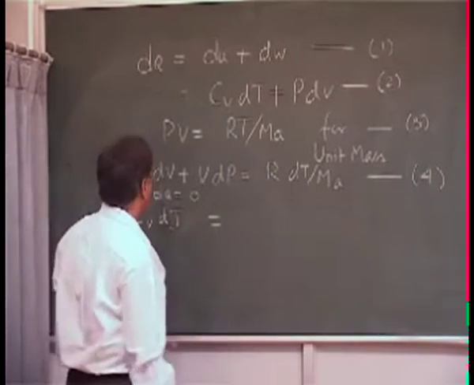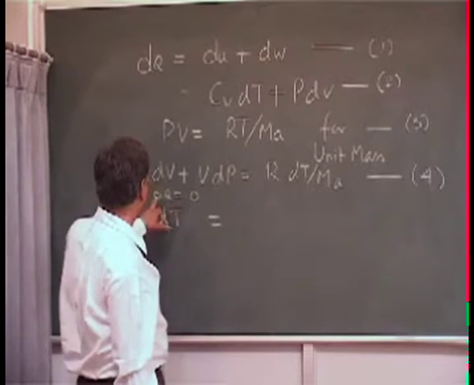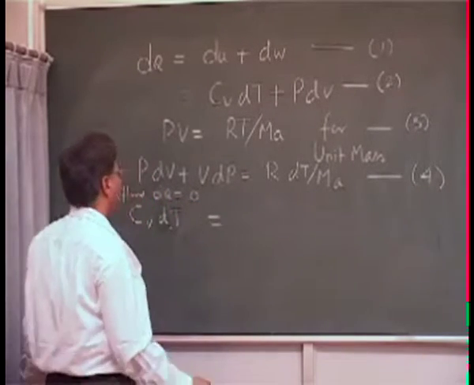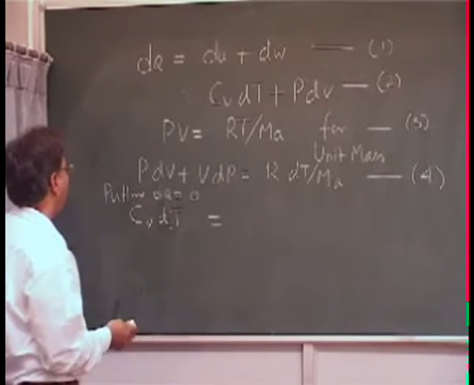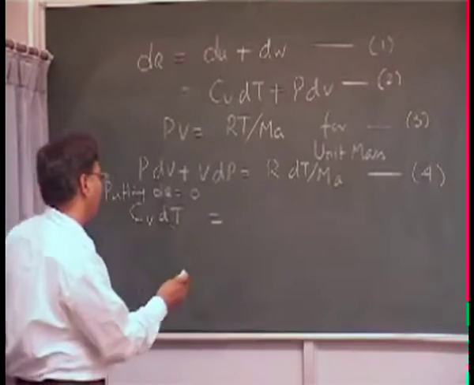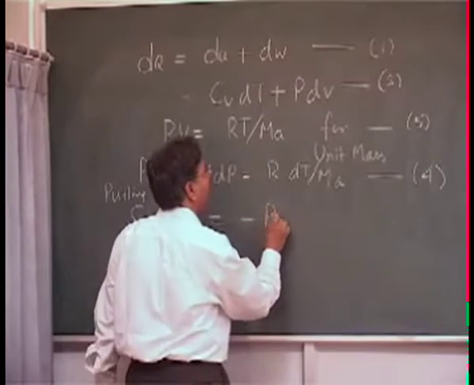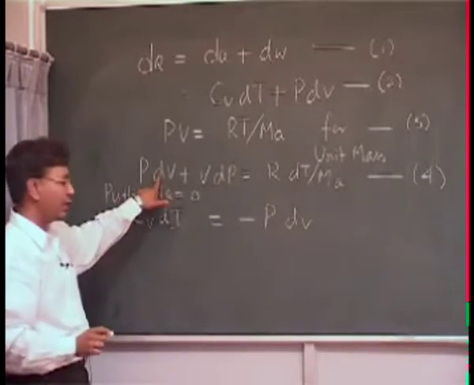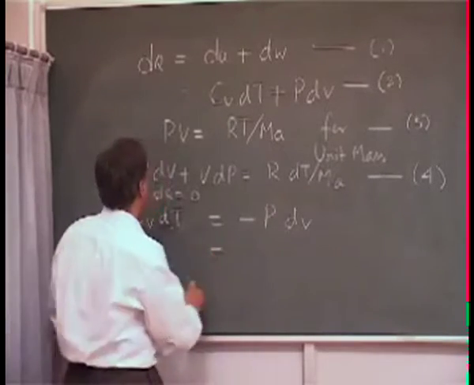Cv dT, and then I can, so this is my Cv dT equal to minus P dV. Let's go basic with one step, one time. And in place of P dV, I can write like this.